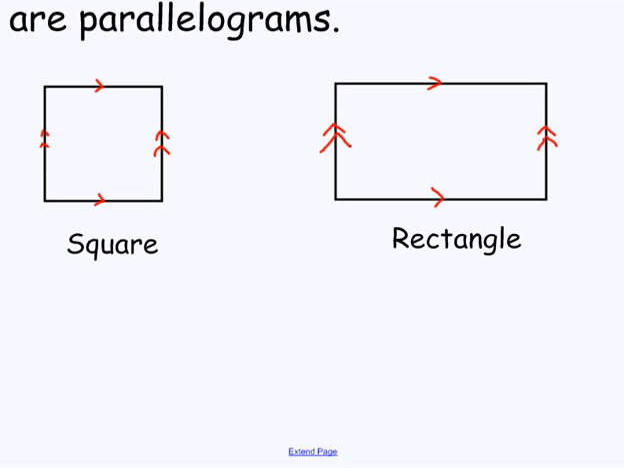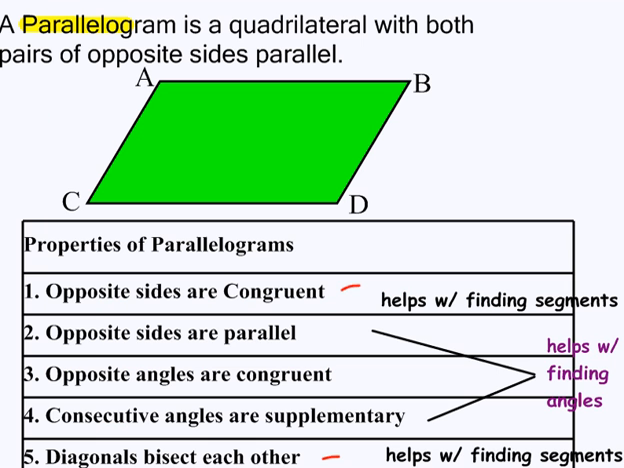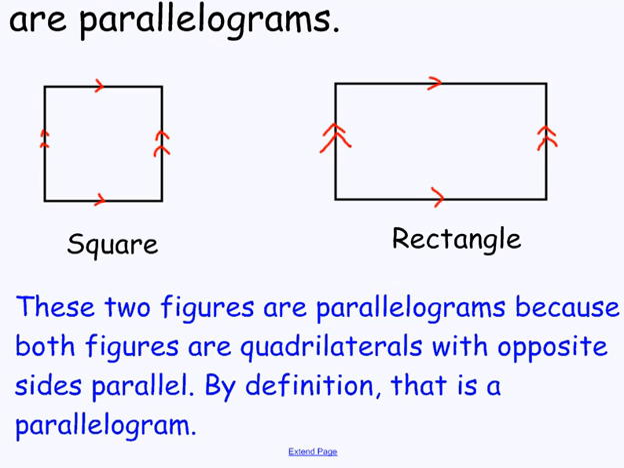So one thing you could have written is these two figures are parallelograms because both figures are quadrilaterals with opposite sides parallel. By definition, that is a parallelogram. So if you go back to our definition of parallelograms, which I gave you in our previous videos, a parallelogram is a quadrilateral with both pairs of opposite sides parallel. These figures satisfy that criteria.